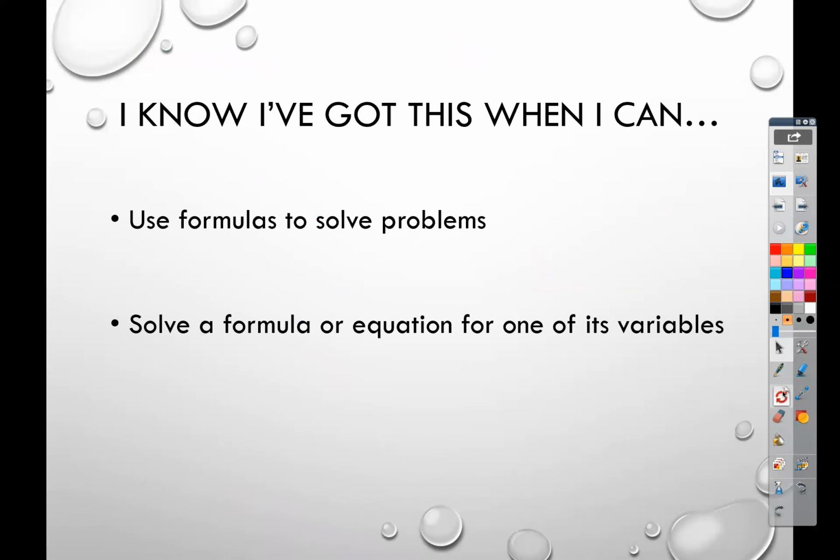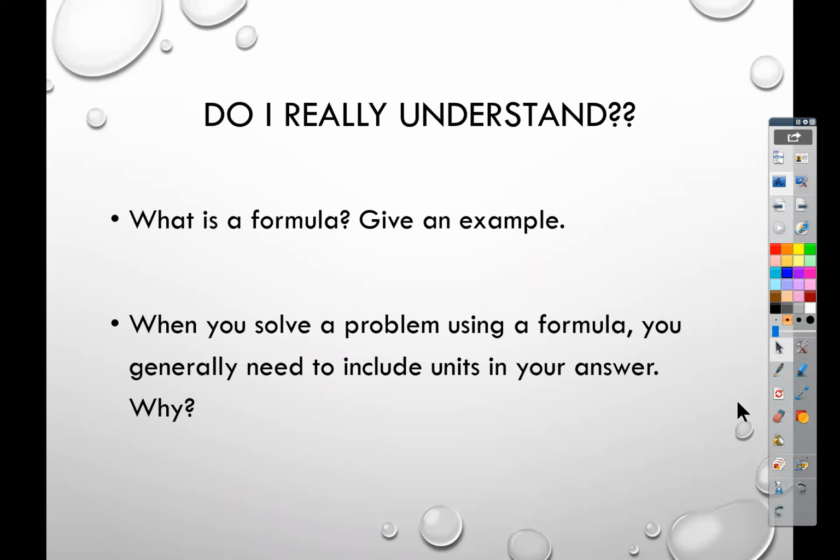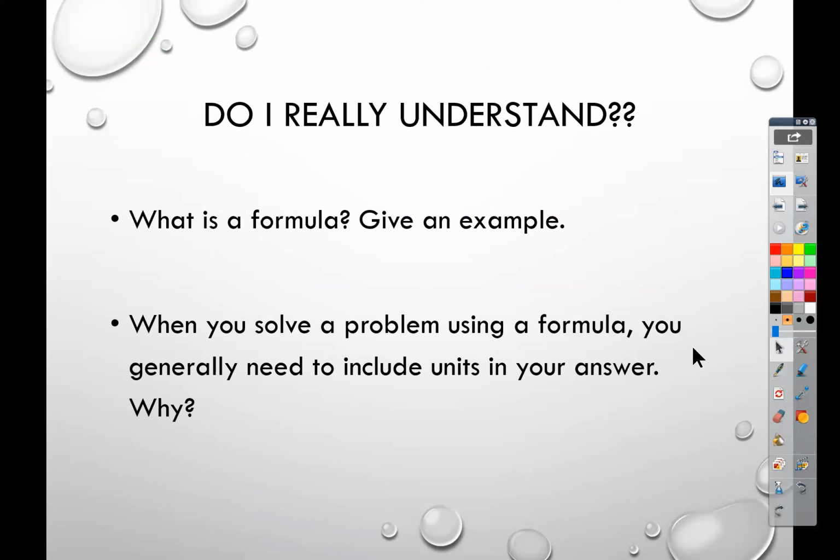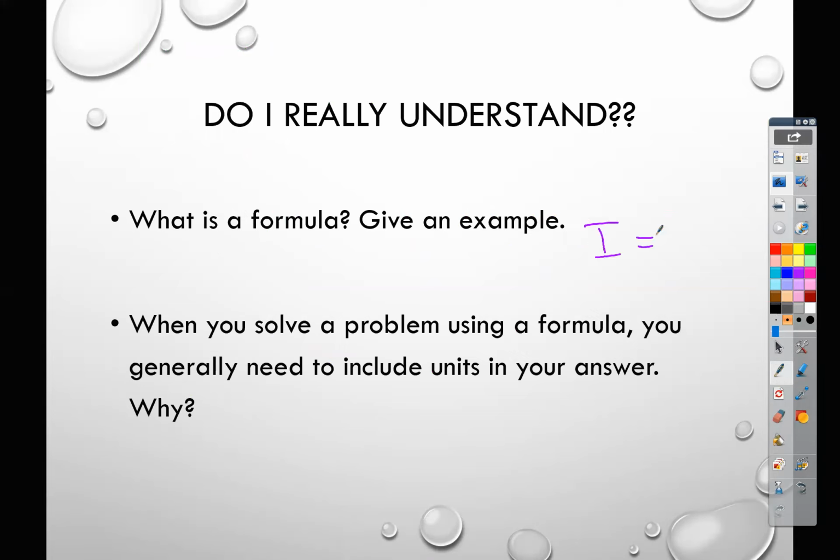Okay, so I know I've got this when I can use formulas to solve problems, and solve a formula or equation for one of its variables. Do you really understand? What's a formula? Give an example. So one formula would be the interest formula, I equals PRT. It is a formula that you can substitute numbers into to solve for different variables.